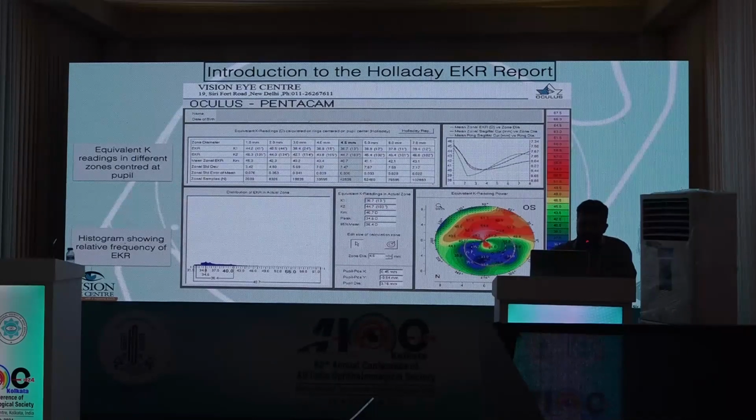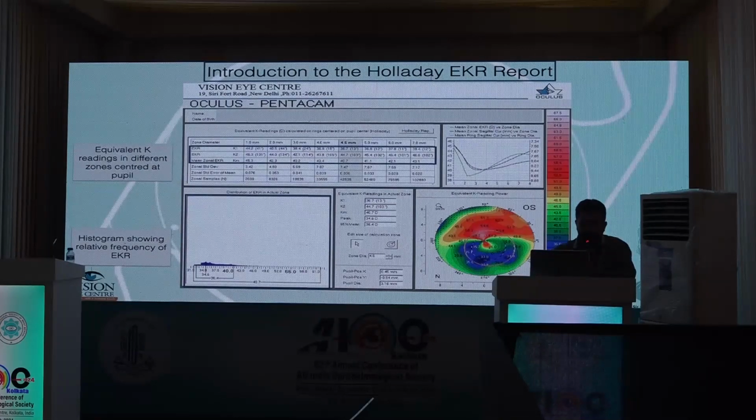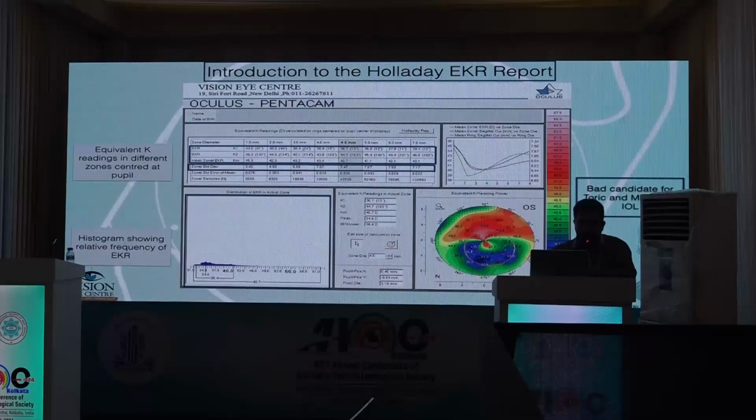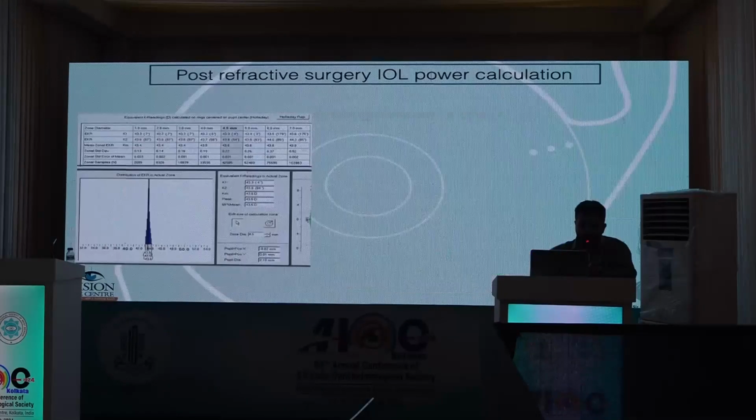On the other hand, when you see a case like this, you can see the histogram is very widely spread out. You can see the keratometry values here are all over the place, and the standard deviation is extremely high. So an individual like this, you should not be choosing a toric IOL, and absolutely no multifocal IOL in this case. So this is how I would go about choosing which individual I can go for a toric IOL.